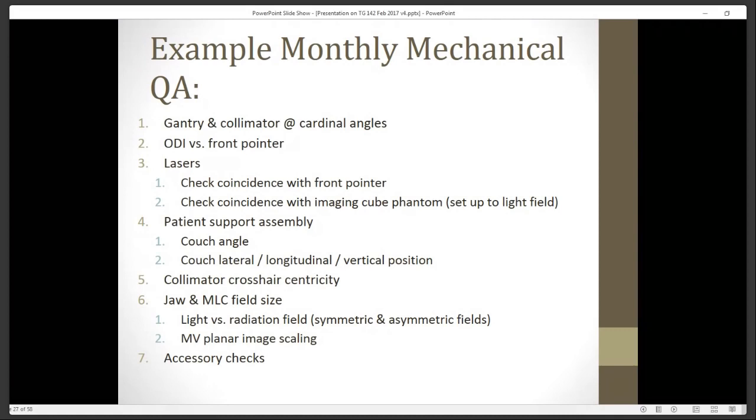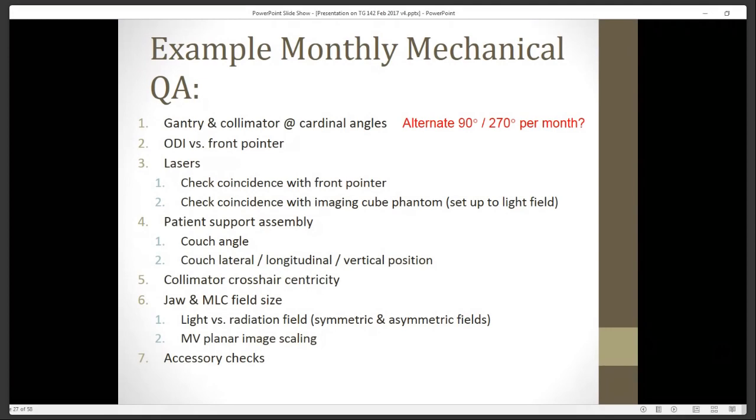Then check the patient support assembly, the couch angle, the couch lateral, longitudinal, and vertical motion, the collimator crosshair centricity, and then the jaw and MLC field sizes, light versus radiation fields. I have MLCs in there. I don't think that's actually in the recommendations. We do it here, and so I threw it in, but I actually don't think it's in TG142 for monthly. Although it does have some other MLC tests, and I guess you can make the argument that this is meeting those. MV planar image scaling. So there's one of the imaging tests thrown in there with the mechanical, and then accessory checks, testing that your accessories and the interlocks work.